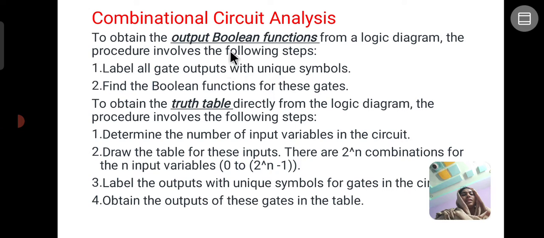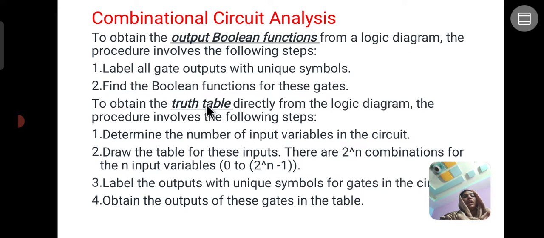To design any combinational circuit, one is to label all the gate outputs with unique symbols. So we have to label all the logic gates, AND, OR. And the second one is to find the Boolean function for these gates. Whatever logic diagram we have, the first step is to give unique names or symbols to the AND, OR, XOR gates, and then write the output Boolean expression. If we have an AND gate, the output equation is C equal to A and B. If we have an OR gate, C equal to A plus B. So we have to write the Boolean function.